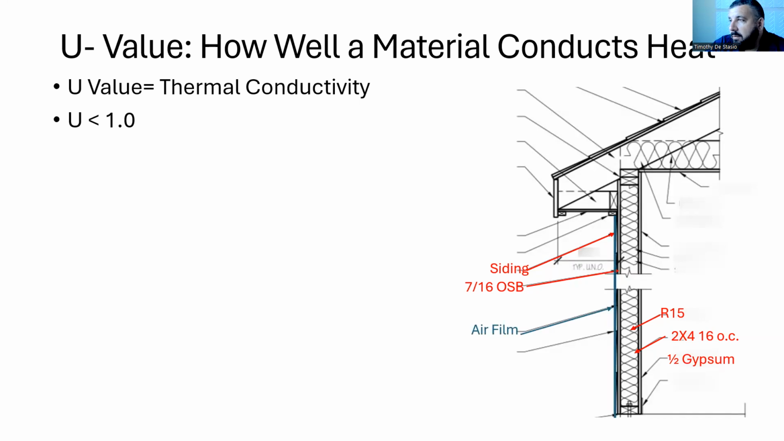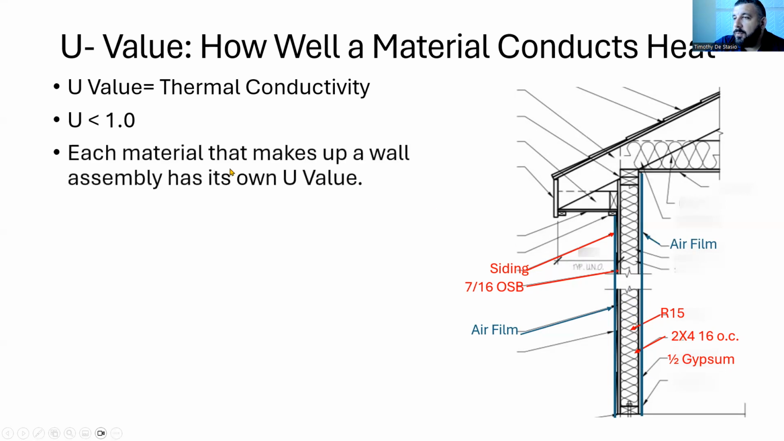But there's another part of the wall assembly that we sometimes forget, and those are air films. There's a thin film of air on the outside and the inside that acts like a little micro insulator. So when we think about a wall, or a ceiling, or any material that makes up a house, we need to think of it as an assembly. Even though there is R15 in this wall cavity, as we're going to see, that wall does not perform at R15. Each material that makes up a wall assembly has its own U value.